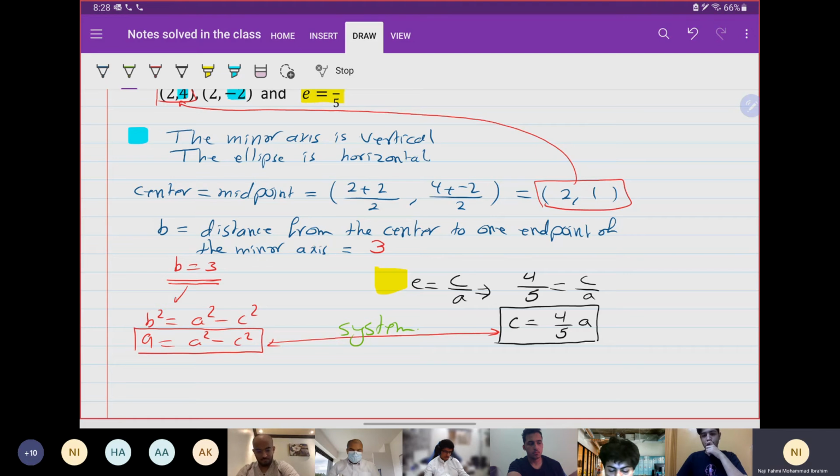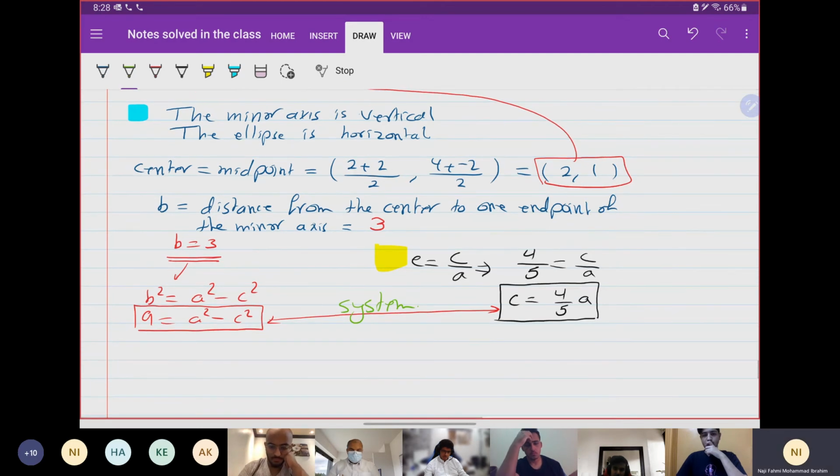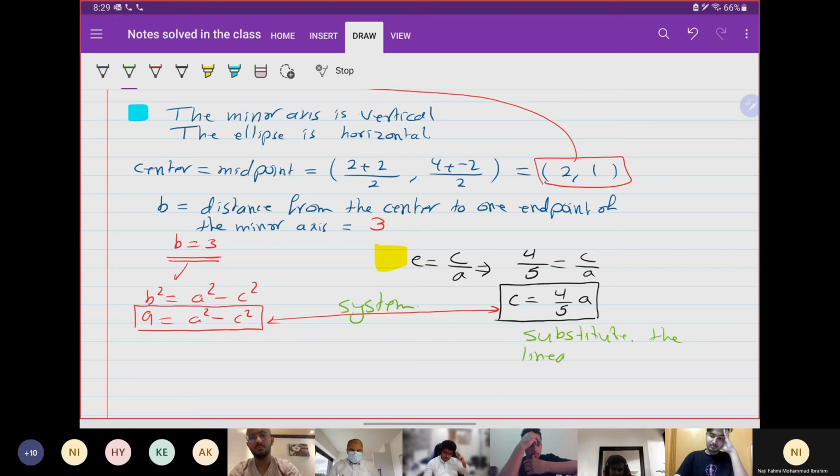In this system, do we have a linear equation? Yes, C over A equals 4 over 5. Thank you very much, excellent. And the other equation, is it linear or quadratic? Quadratic. So if I have a linear equation and a quadratic equation, what's the best way to solve this system? By graphing? No. We have to substitute the linear into the non-linear.